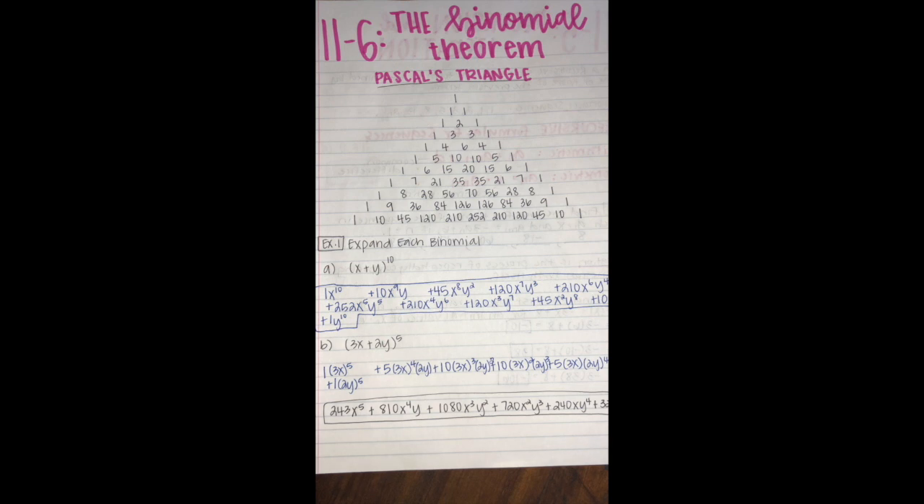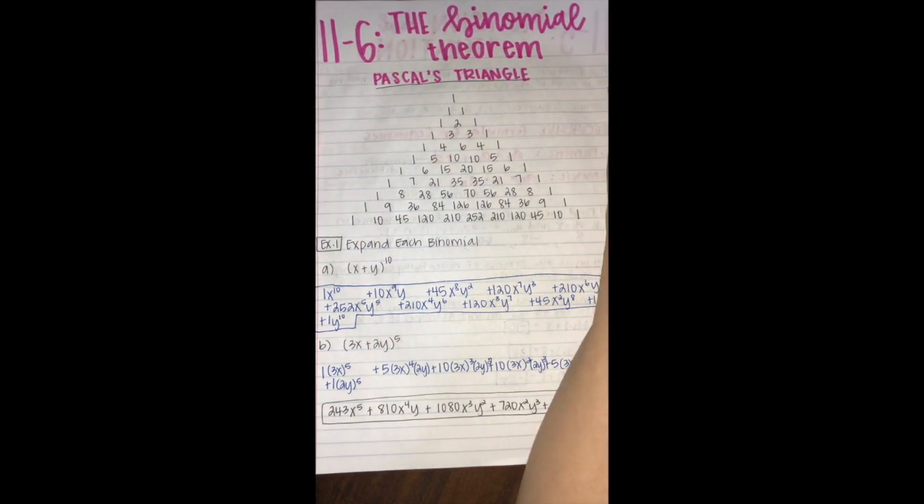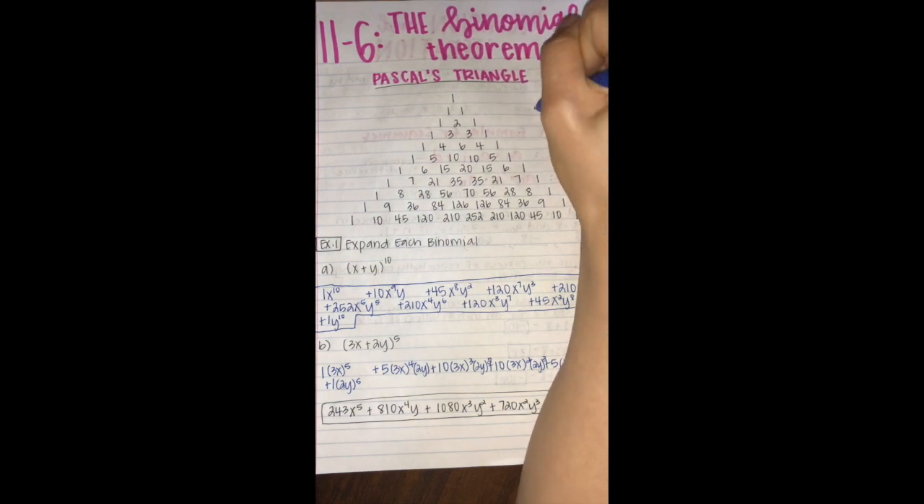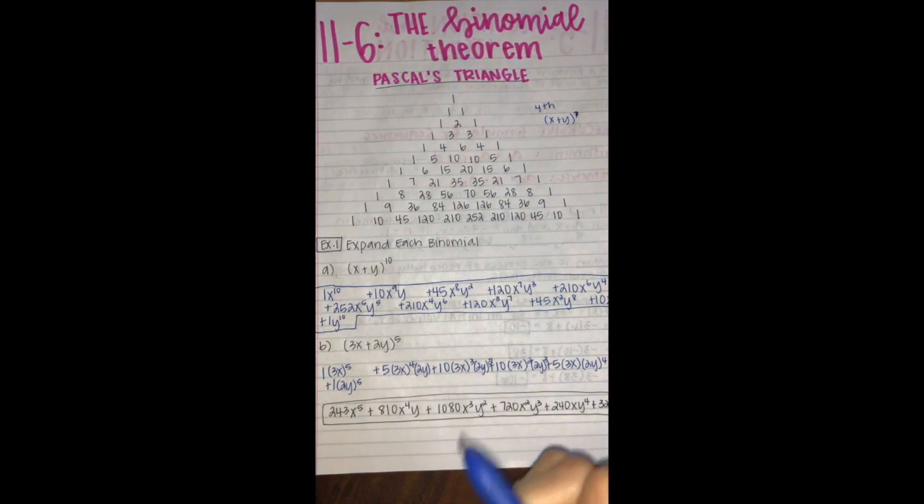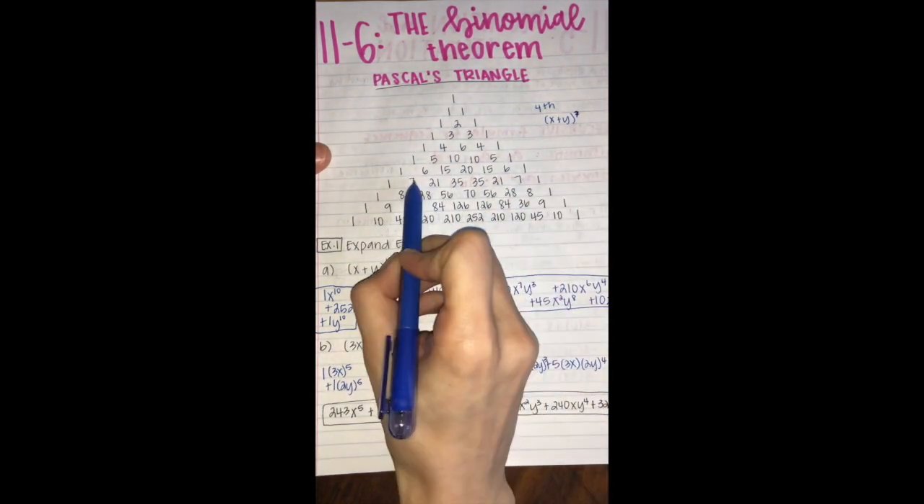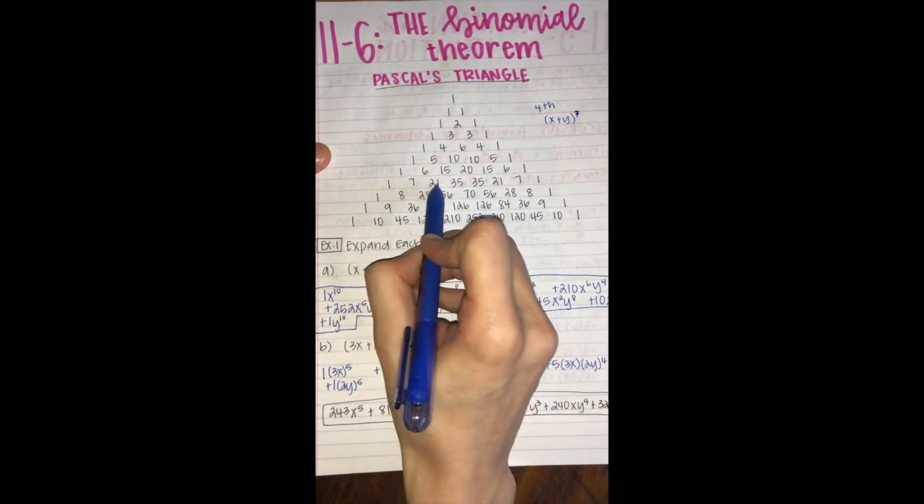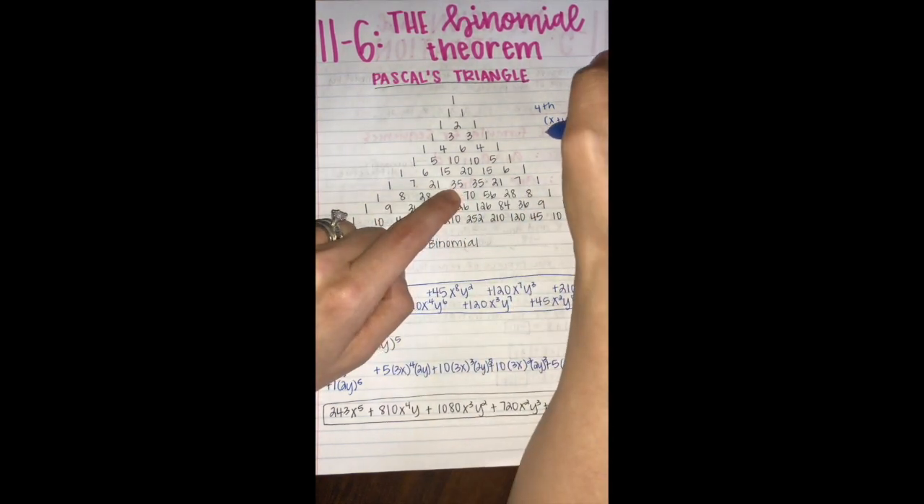So let me just show you one more using this triangle. Let's say that we wanted to find the fourth term of x plus y to the 7th. Okay, so it's a 7. So I'd go to row 7, fourth term, 1, 2, 3, 4. So I know it's going to be 35.